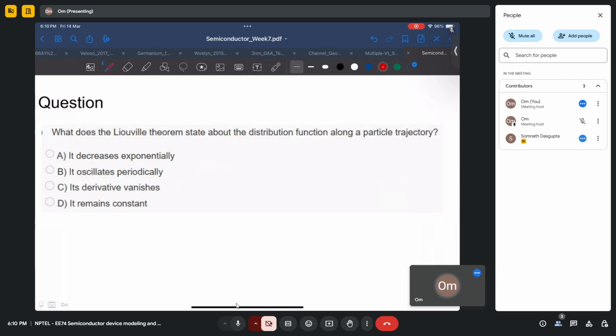Next question is, what does Liouville theorem state about distribution function along a particle trajectory? Liouville theorem states that the distribution function along a particle trajectory, its derivative becomes zero. That is option C. Basically, del f(r, k, t) by del t is zero. This is Liouville's theorem.